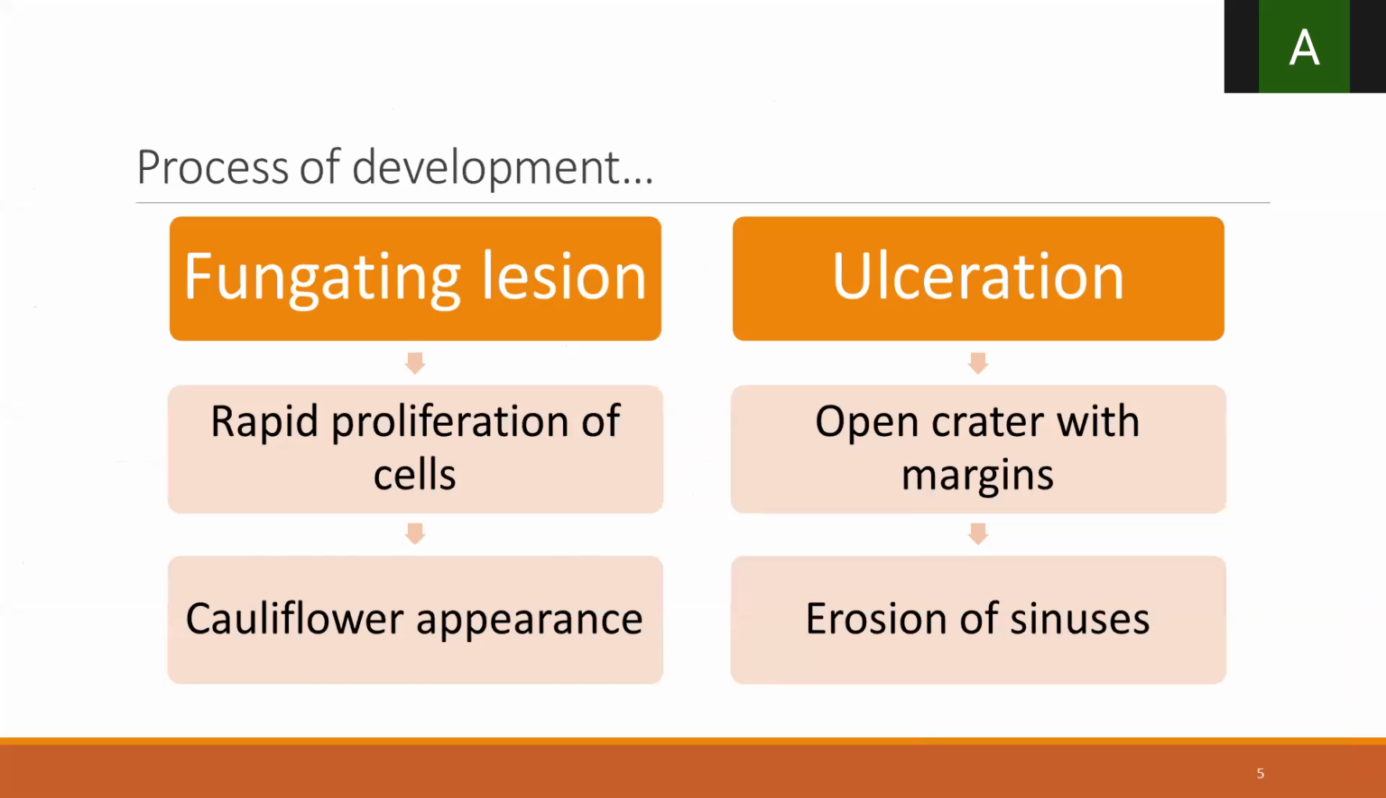So this is the process of development. You see the fungating lesion. We know that in cancer there is no limitation on the proliferation of cells. They go out of control. So here also there is rapid proliferation of cells, and they are so fast that within a few days you will see the cauliflower appearance. Ulceration takes place here. The surrounding crater-like boundary is found, and the margin always remains wet.